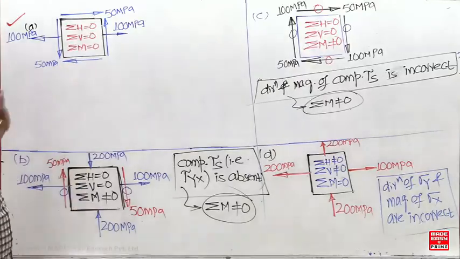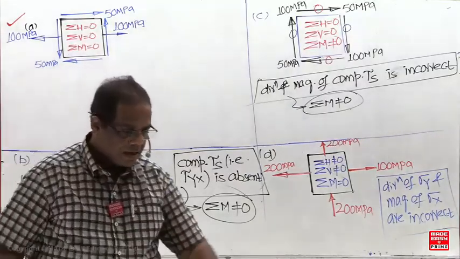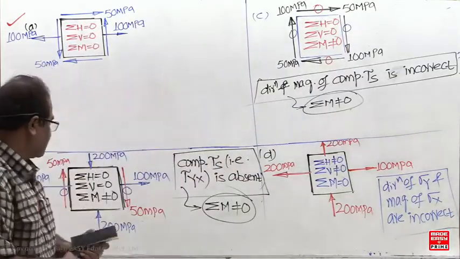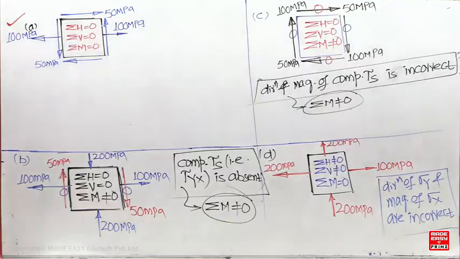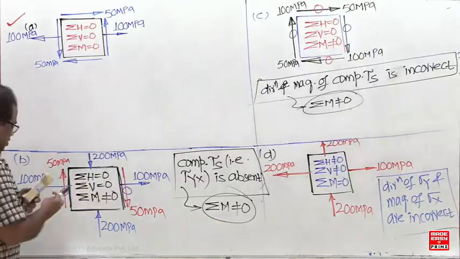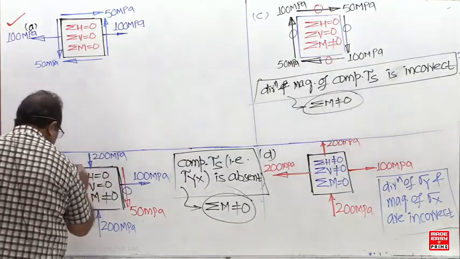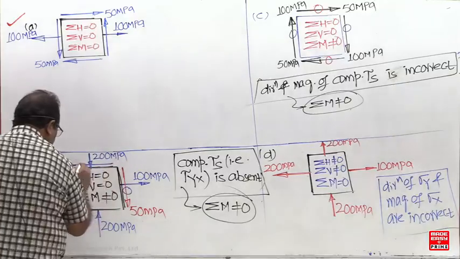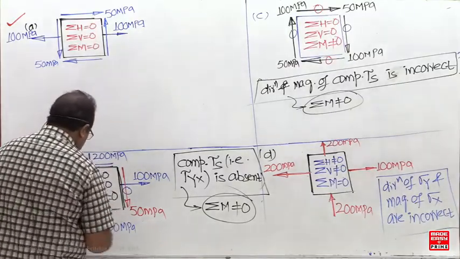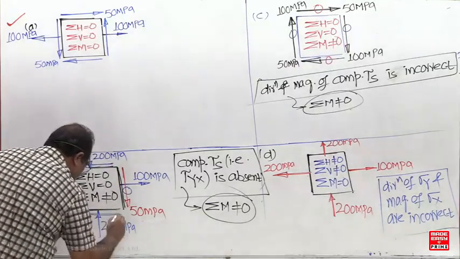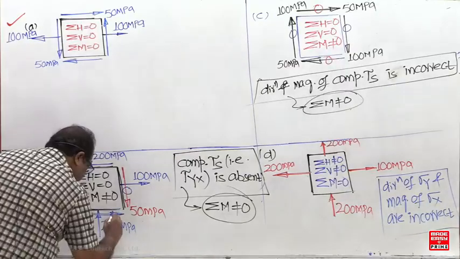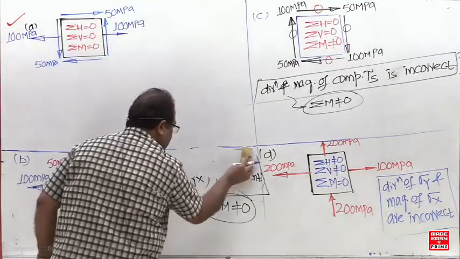Now, can you make all of these a biaxial state of stress? How to make this a biaxial state of stress? Biaxial state of stress means sigma m should be 0. Now, you introduce the complementary shear stress. Now, it is correct.